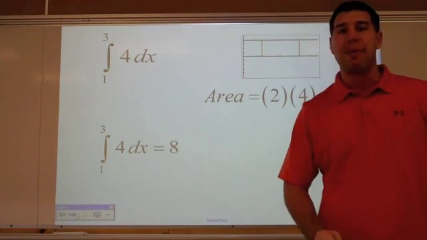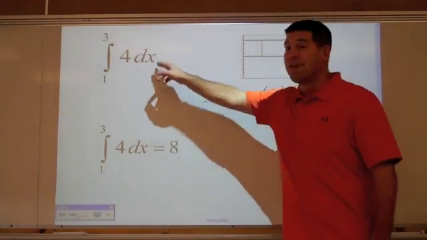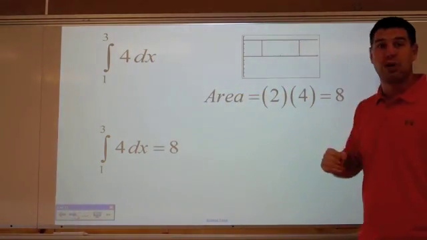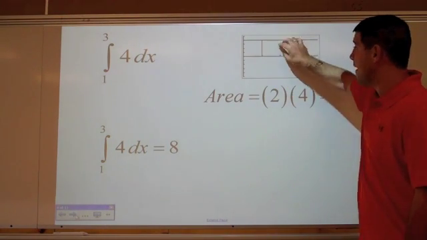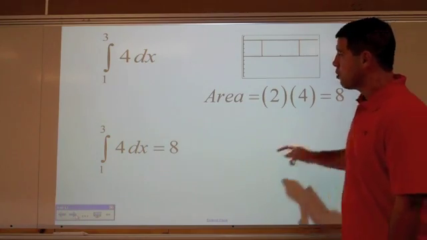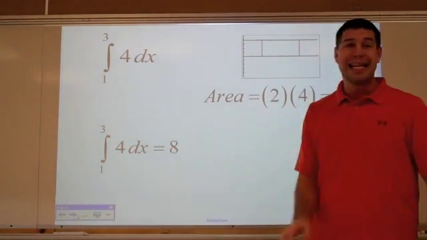So again, we can use a geometric formula to find the value of the definite integral. It's above the x-axis, so it's going to have a positive value. Base is 2, height is 4, so the area of this rectangle is going to be 8. So the value of this definite integral is 8.